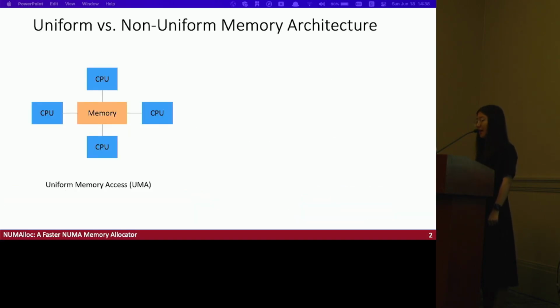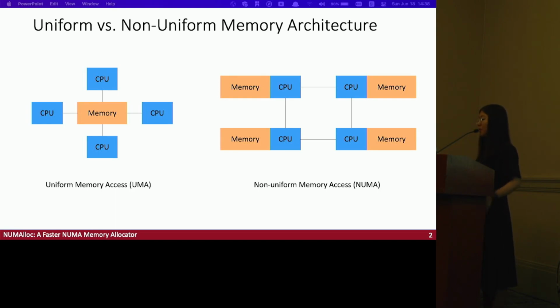Uniform memory access, UMA, is a shared memory architecture where all processors share the same memory controller for accessing the memory. In this architecture, the access time to the memory is independent of which processor makes the request, which is why it's called uniform memory access. However, as the number of CPU cores increases, this architecture is no longer scalable. To address this issue, NUMA architecture was proposed.